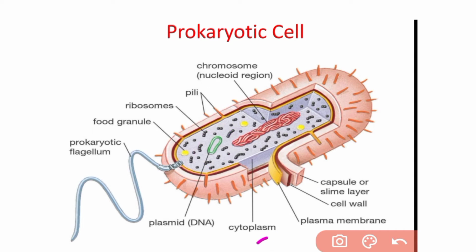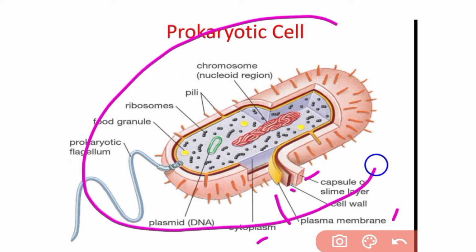Then this is the cytoplasm, and here is the structure of the cell wall. This is the capsule or slime layer, and then the middle is the cell wall, and the inner layer is called the plasma membrane. This is the basic structure of the prokaryotic cell. You can observe very well.